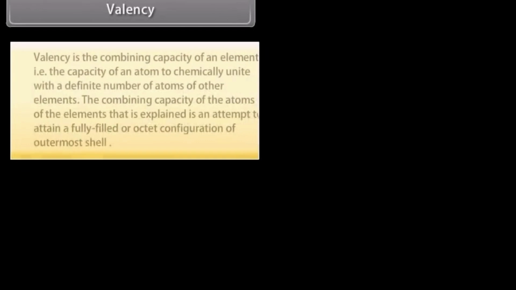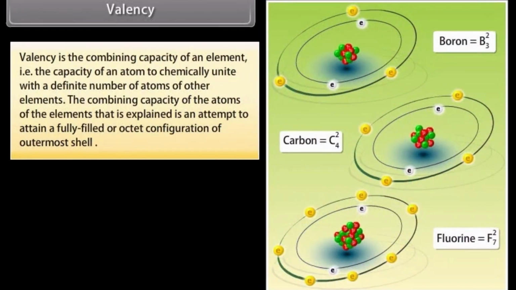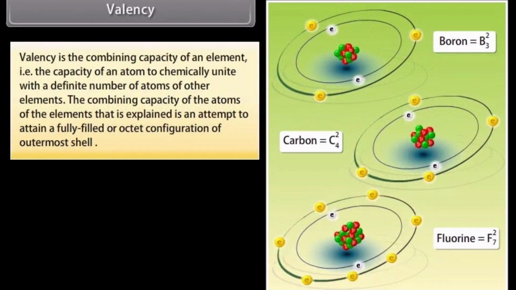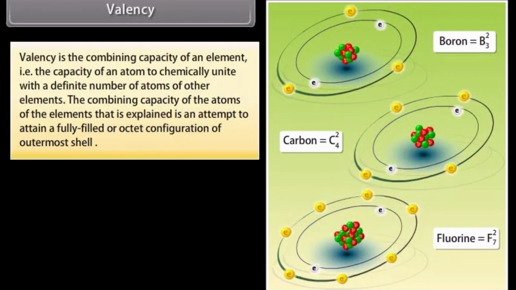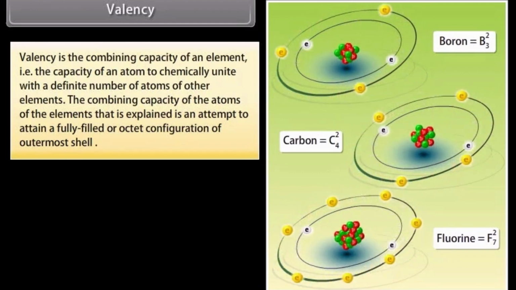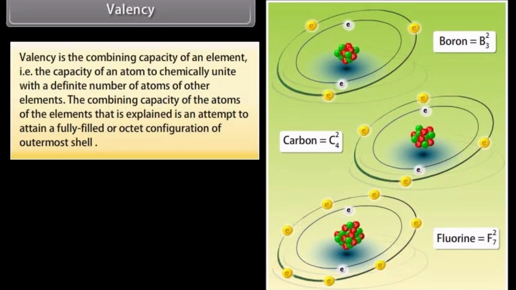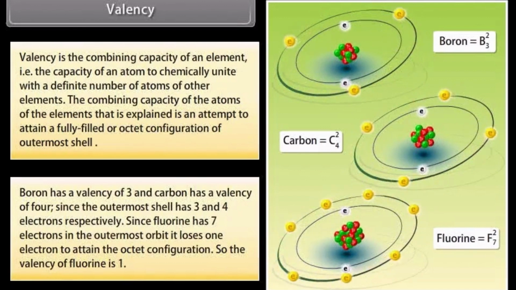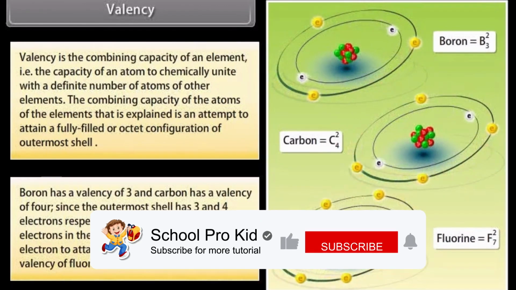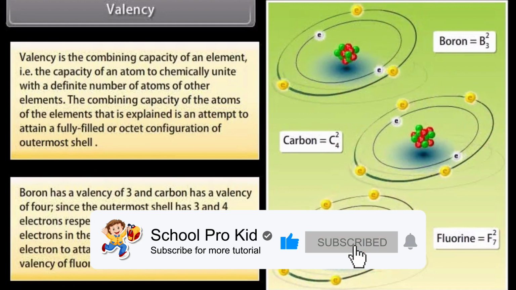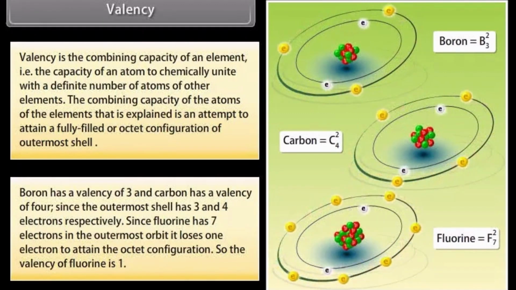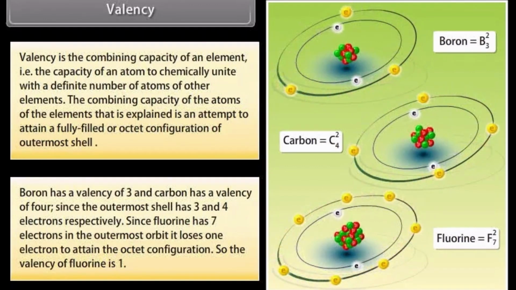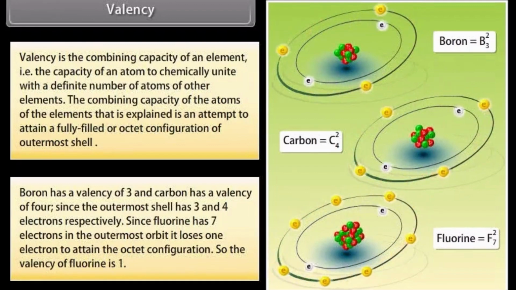Valency. Valency is the combining capacity of an element, that is, the capacity of an atom to chemically unite with a definite number of atoms of other elements. The combining capacity of the atoms of the elements is explained by an attempt to attain a fully filled or octet configuration of the outermost shell. Boron has a valency of 3 and carbon has a valency of 4, since the outermost shell has 3 and 4 electrons respectively. Since fluorine has 7 electrons in the outermost orbit, it gains 1 electron to attain the octet configuration. So, the valency of fluorine is 1.